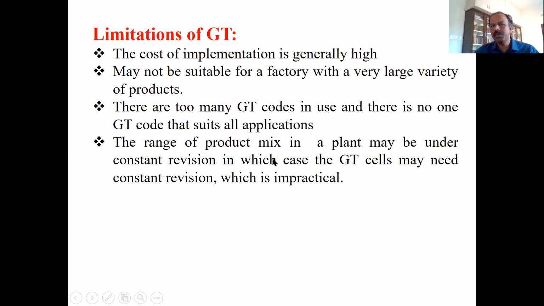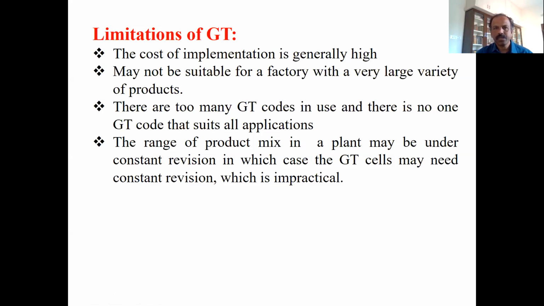As and when there is a constant revision within the product, some changes in the design of the product are going to occur. Then again, what you have to do is rearrange the machines in order to make that happen. Therefore, with this limitation, where the range of product mix in a plant may be under constant revision, GT cells may need constant revision, which is impractical. Remember, it is not possible for you to keep on changing the machines from here and there in order to produce the variety of the components. Okay, now these are all the limitations of GT.